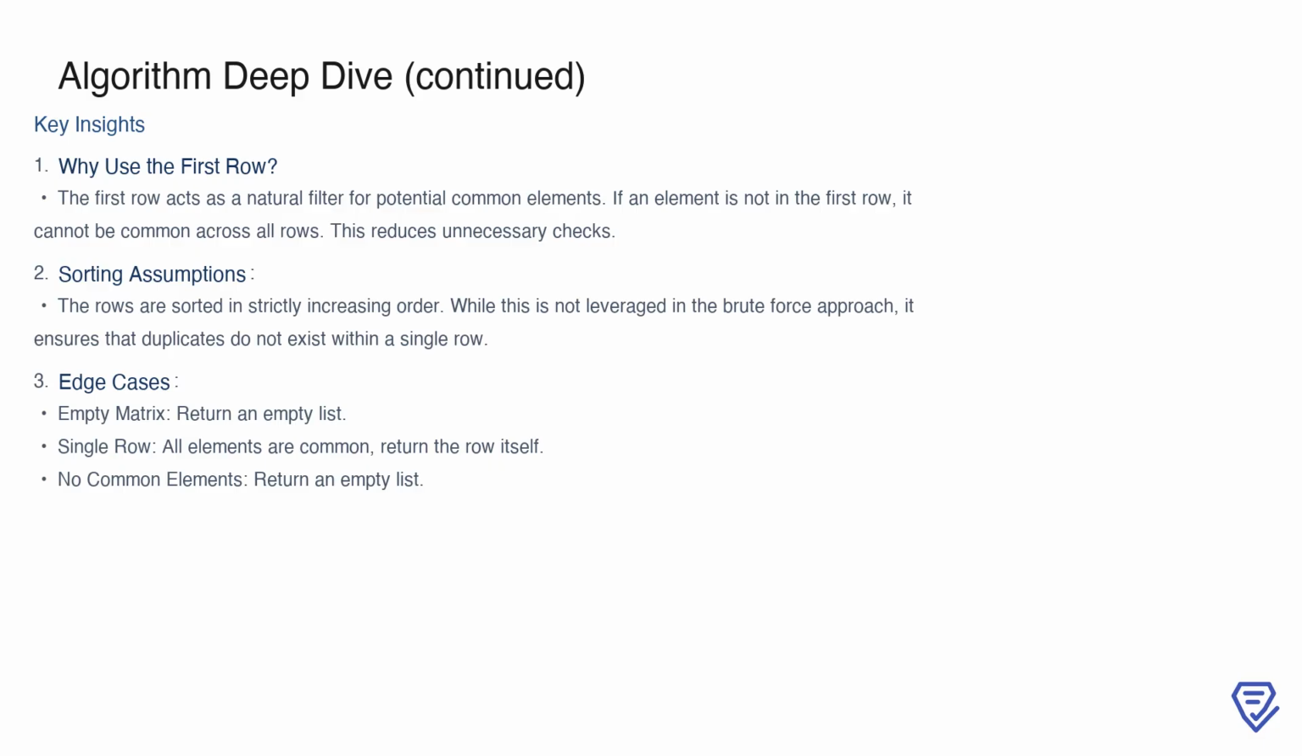The reasoning behind using the first row as the reference is that it naturally narrows down potential candidates. If an element isn't in the first row, it can't possibly be common across all rows, so there's no point in checking it further.